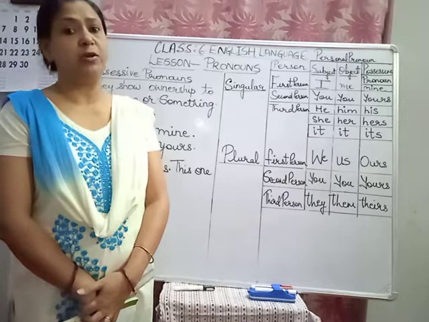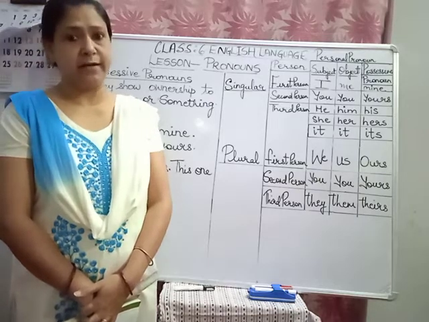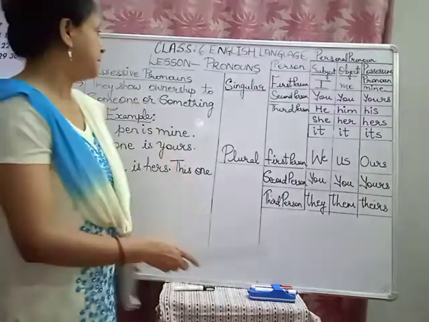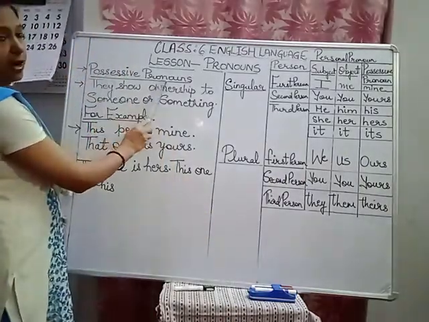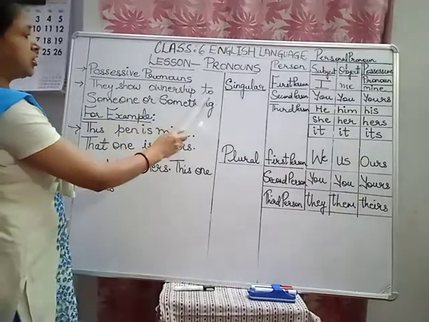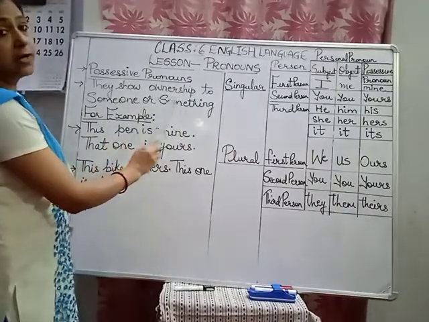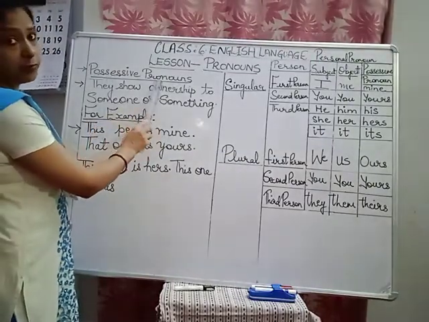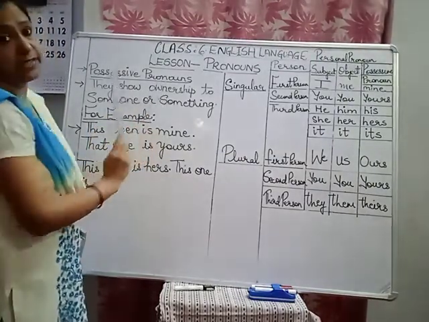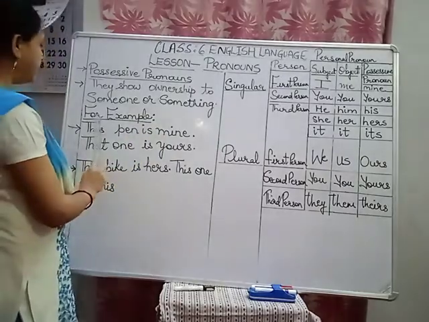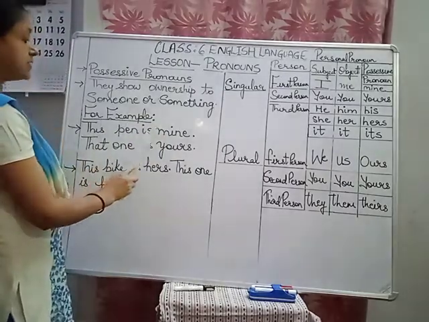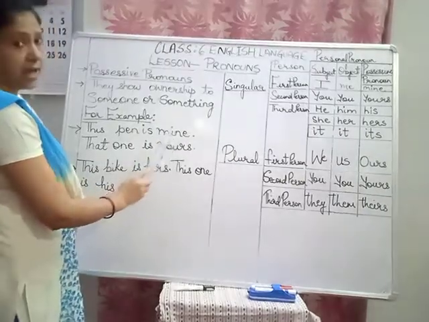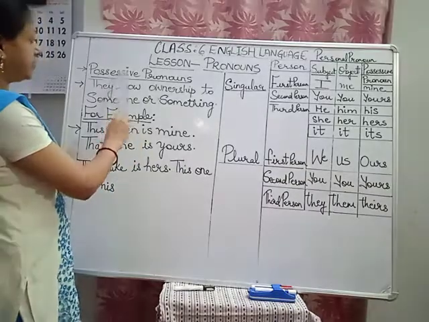So children, we will look at the board and understand the meaning of possessive pronoun. Possessive pronouns show ownership of someone or something. Ownership: this belongs to somebody. For example, this pen is mine. That one is yours. Mine and yours are possessive pronouns.